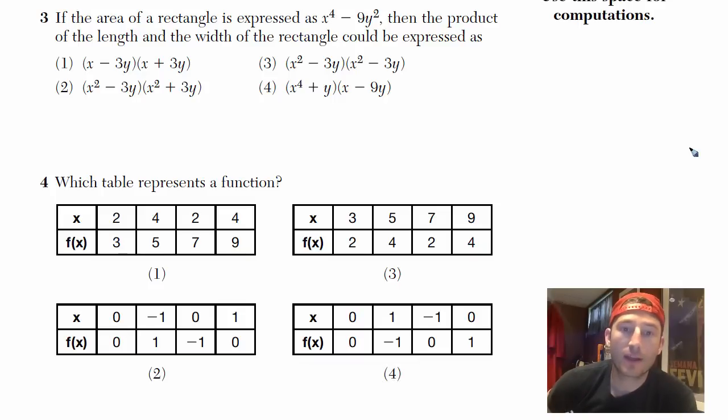If the area of a rectangle is expressed as x to the 4th minus 9y squared, then the product of the length and the width of the rectangle could be expressed as.